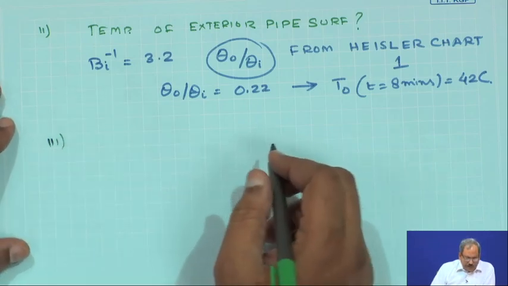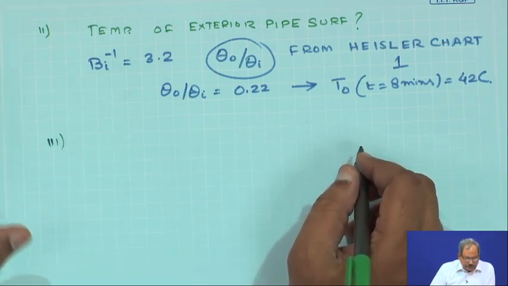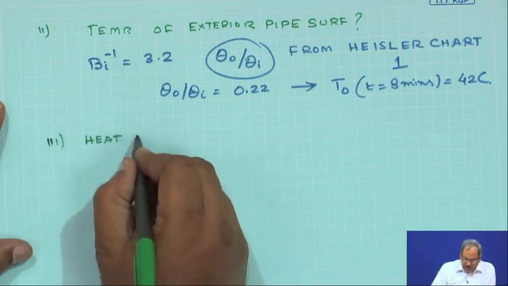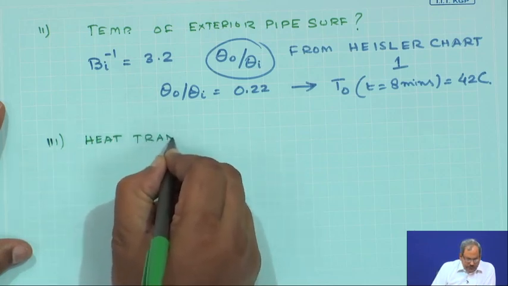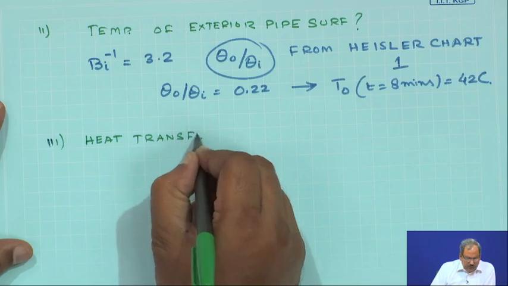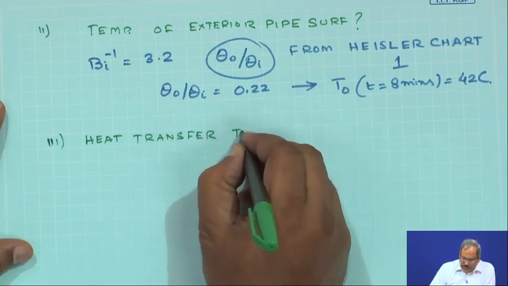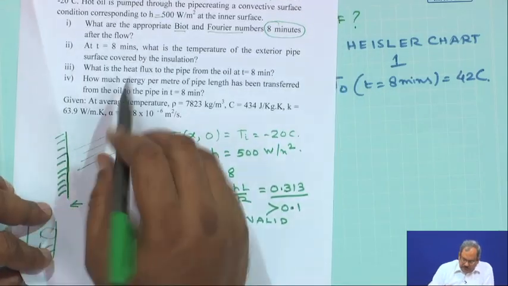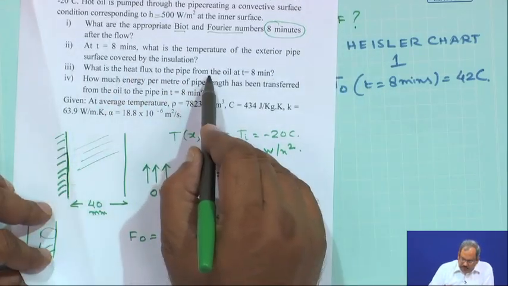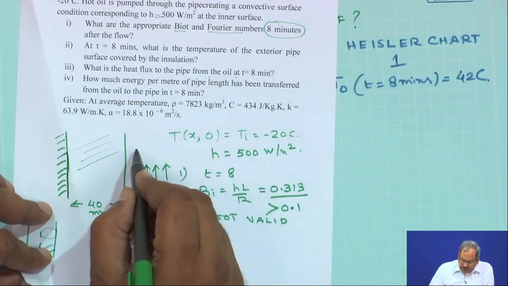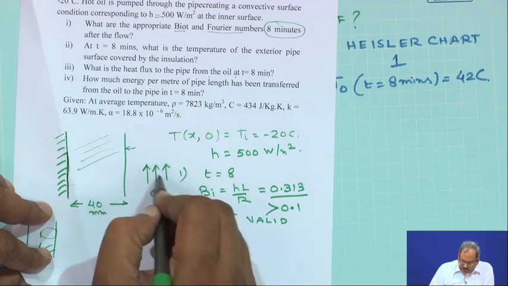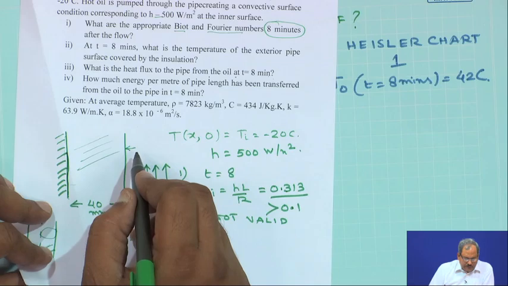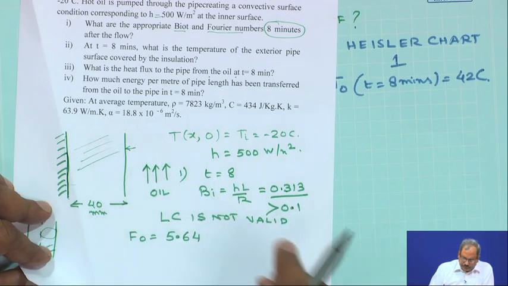asks you what is the heat transfer to the inner surface. By inner surface I mean this surface. What is the heat flux to the pipe from the oil at 8 minutes? So, how much heat gets transferred from the oil to the pipe? So, that's essentially the problem.